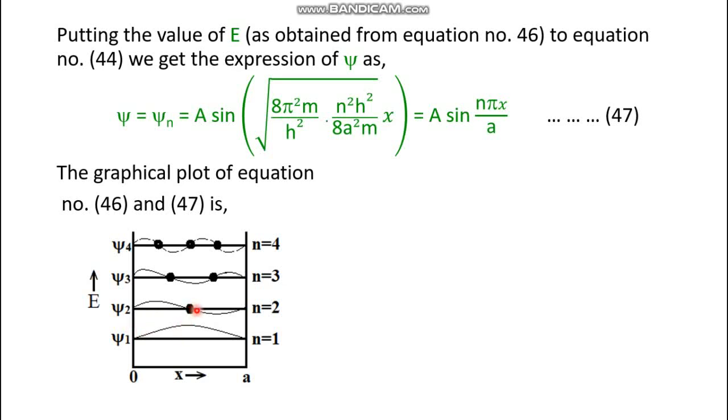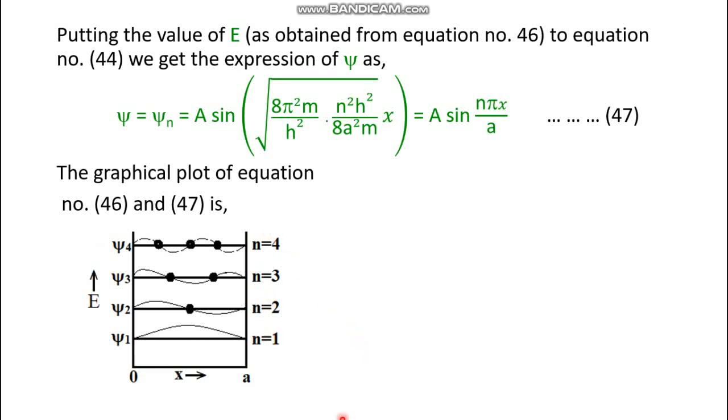Now the points where they cut the x-axis are the nodal points. So these are the nodes. For n equals 1 there is no node, but for n equals 2 the number of nodes is 1. For n equals 3 the number of nodes is 2, for n equals 4 it is 3, and so on. Since it is psi n, when n equals 1 it is psi 1, for n equals 2 it is psi 2, and so on. The corresponding energies are obtained from equation number 46. So this is the energy axis, this is the x-axis, and these are the different quantum numbers.